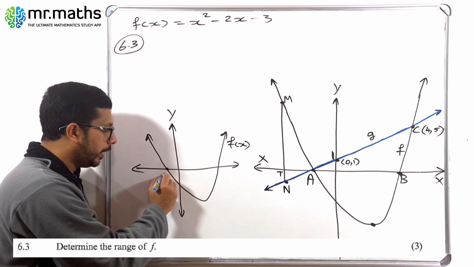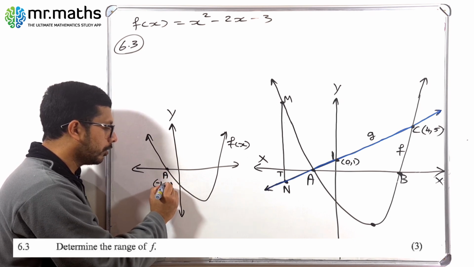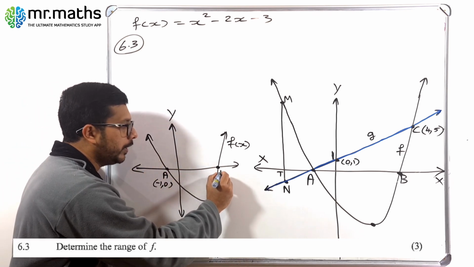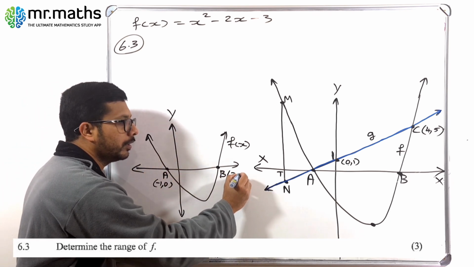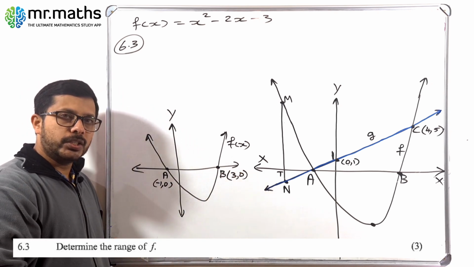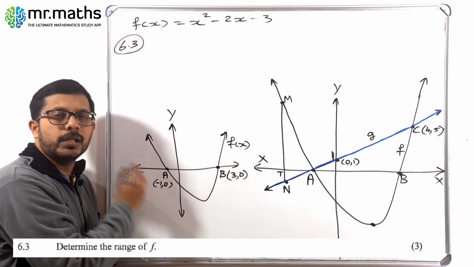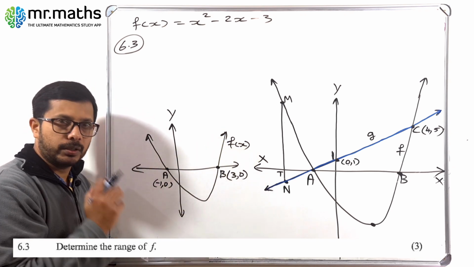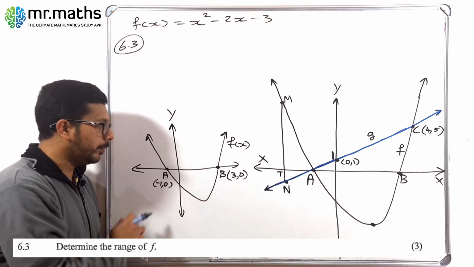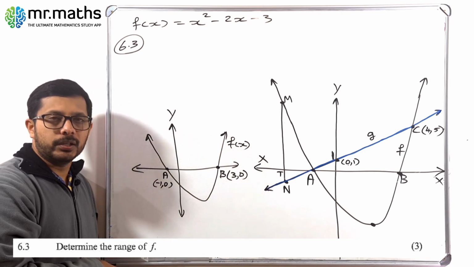This is our point A, and at this point what is the coordinate? -1, 0. Do you remember the previous question we did that one? This is our point B, and what is our coordinate? 3, 0. Okay. Now what is the meaning of range? Range means for this graph, what are the possible y values?